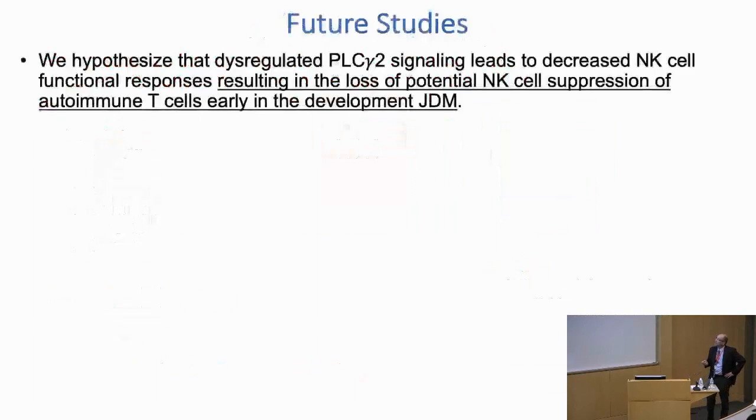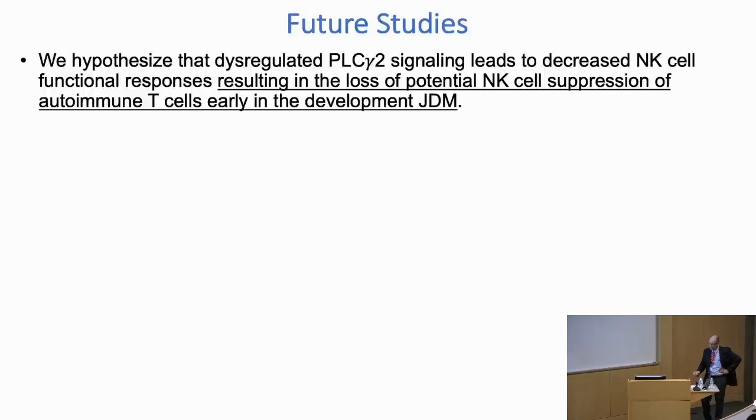I'm really excited about this data, and my hypothesis, which relates to what Brian asked, is this: I don't doubt, given the data that Anne highlighted, that this is an autoimmune disease. By that I mean it's T and B cell driven. But my hypothesis is that dysregulated PLC gamma 2 signaling leads to decreased NK cell functional responses, resulting in the potential loss of NK cell suppression of autoimmune T cells early in the development of JDM.